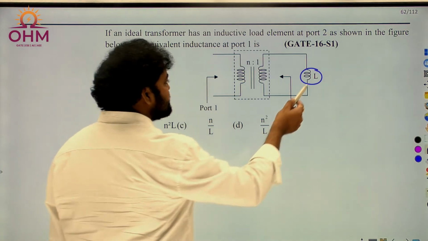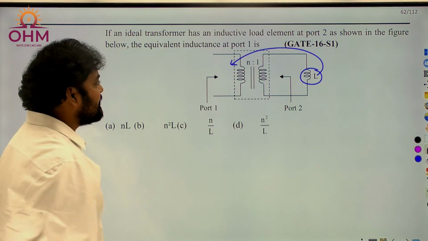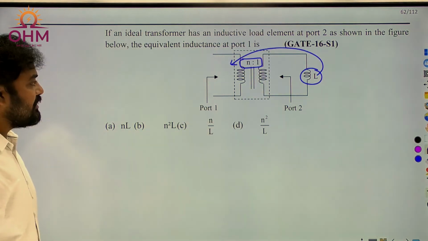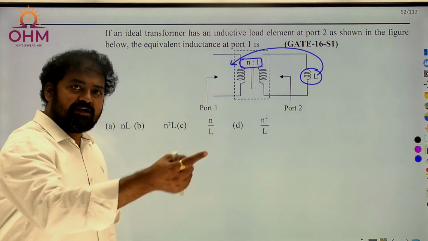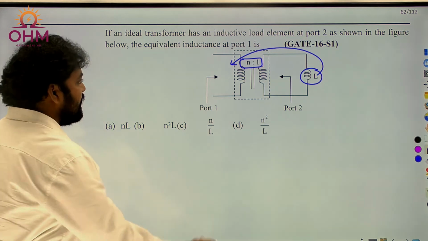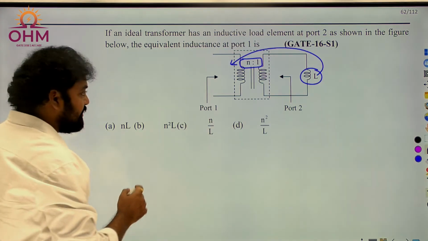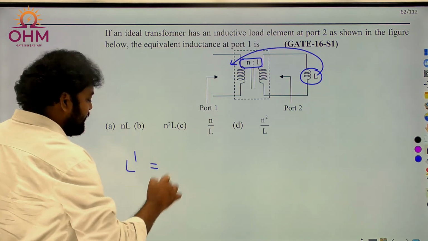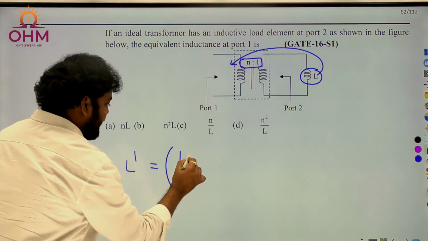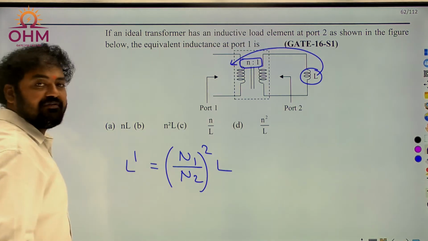That means what you need to do is just transfer this L value to the primary side. What is the turns ratio of the transformer given? It is n:1 ratio transformer. I told you already, when you are transferring to primary side, the answer will be primary by secondary whole square. Therefore secondary side inductance is L. When it is transferred to primary side, assume it is L dash. Therefore L dash is equal to, we are moving to primary side, so primary by secondary number of turns whole square into the original value L.